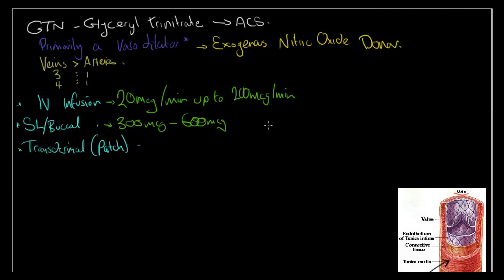Now, the metered dose spray is something that's prescribed to the patient a lot of the time, or some ambulance services carry it. And I think that's about 400 micrograms a spray. So they don't get much of a choice there. You're just going to give them the spray, or you're not going to give them the spray. Transdermal patches are not generally used in emergencies.